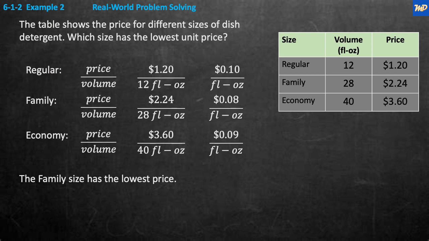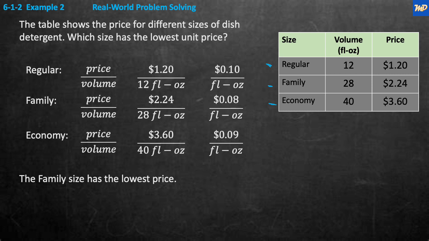Okay, in example 2, real-world problem solving. The table shows the price for different sizes of dish detergent. Which size has the lowest unit price? Okay, so we have regular, family, and economy. In the regular, the volume is 12 fluid ounces, and the price is $1.20.